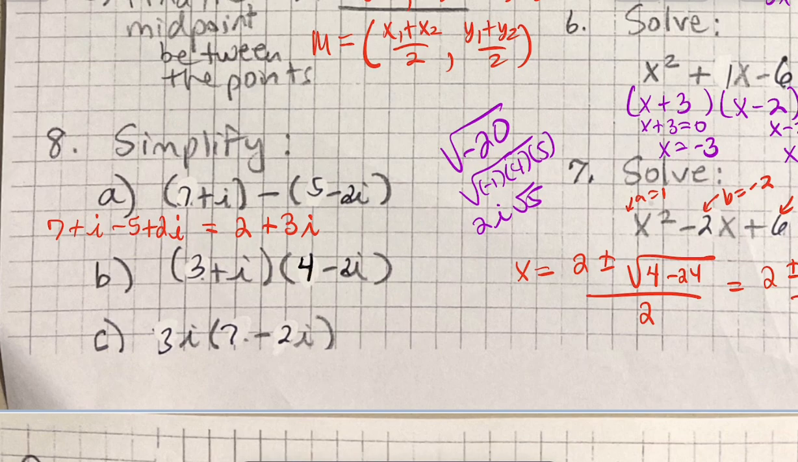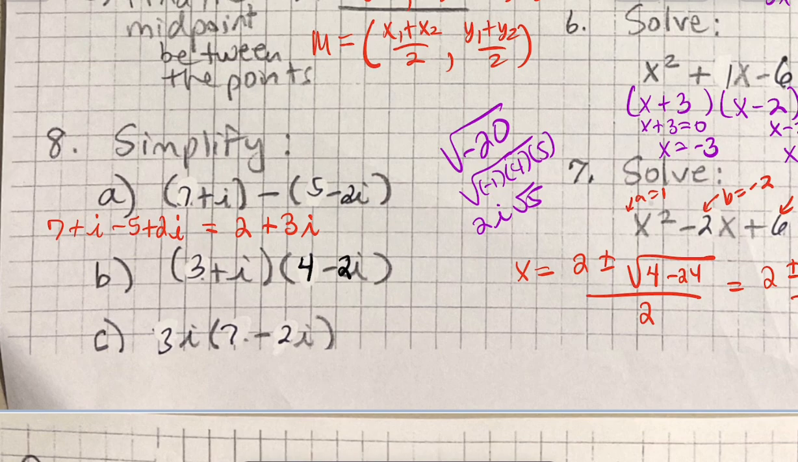Okay, so let me tell you what 8b says, because that's so sloppy. I'm so sorry. My pen was, I know. 3 plus i times the quantity of 4 minus 2i is what it should say.